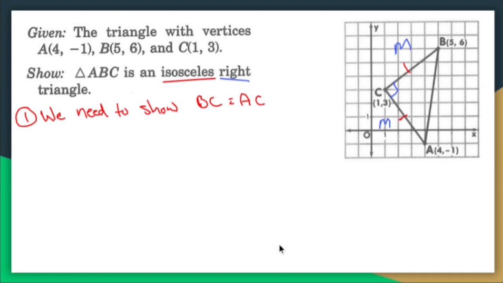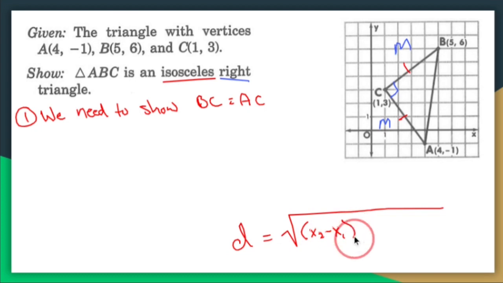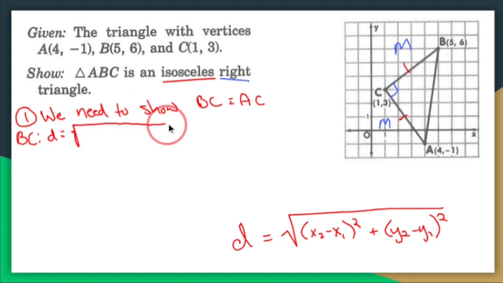Now, this is coordinate geometry. So what we need to do is use the distance formula to find the length of each of these lines. The distance formula is the square root of x sub 2 minus x sub 1 squared plus y sub 2 minus y sub 1 squared. It doesn't matter which one I show first. I'll show BC first. I need to find the distance, and the distance is a big square root. Let's say that B is our 2's and C is our 1's.